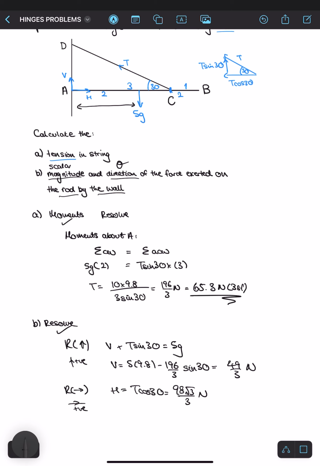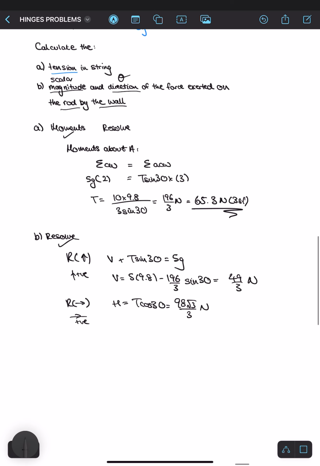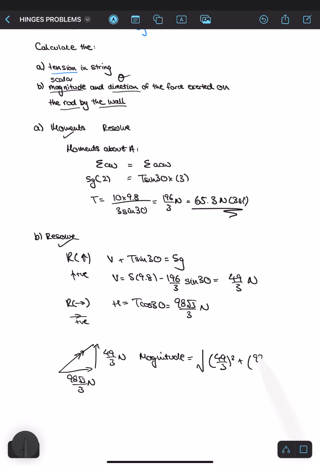Now, I need to find the magnitude of the force, so I'm going to do Pythagoras. So if I just draw this out, I've got 98 root 3 over 3 newtons acting to the right, and I've got 49 over 3 newtons acting upwards. So the magnitude is going to be the square root of (49 over 3) squared plus (98 root 3 over 3) squared, which is equal to 49 root 13 over 3, which is 58.9 newtons to 3 significant figures.